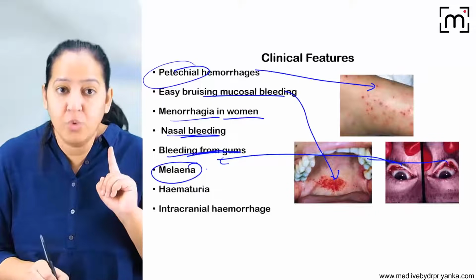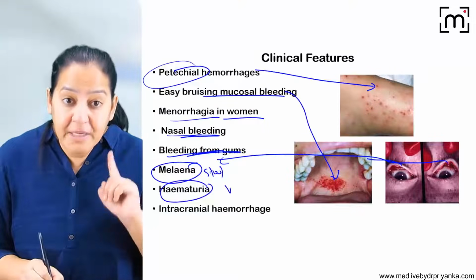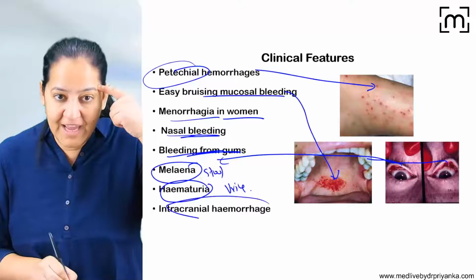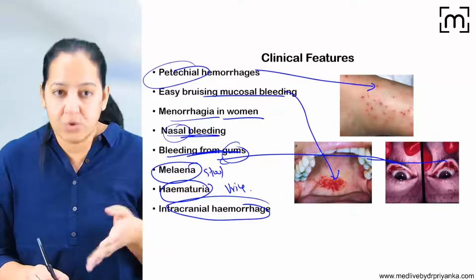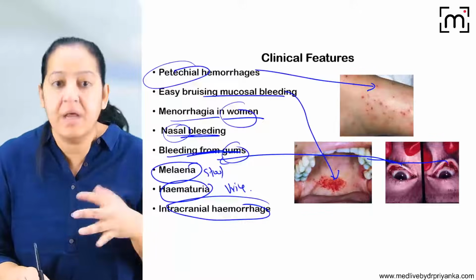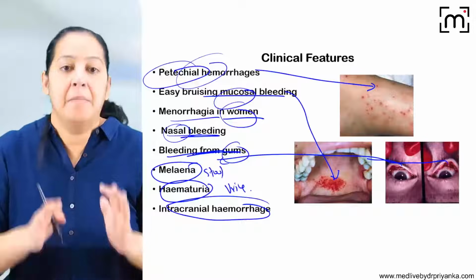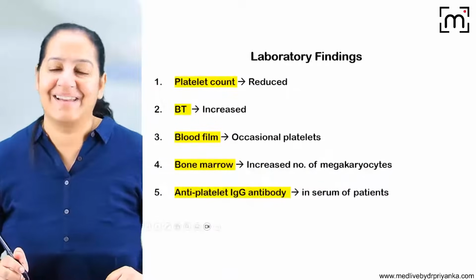The bleeding can be in the stool, that is melena. The bleeding can be in the urine, that is hematuria. The bleeding can be in the brain, that is intracranial. So bleeding can be in the gums, in the nose, in the stool, in the urine, in the menstruation, in the mucosa, in the skin. Multiple bleedings can be there, and that is the clinical feature.